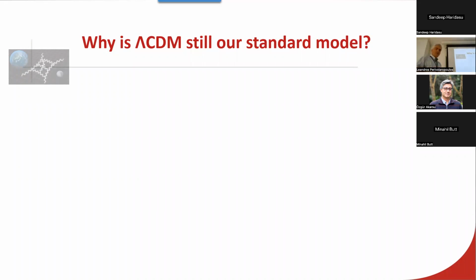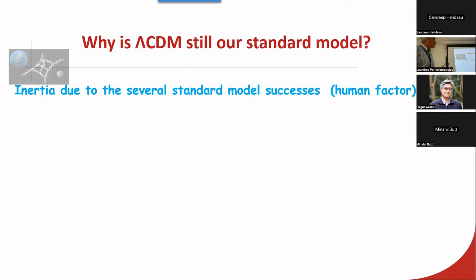Why is it still our standard model? Let's try to think about this question. The first reason is inertia. We have all been working on ΛCDM, or at least most people have. We have produced important results, and it has indeed many successes. There are many other successes, of course, so we cannot really ignore them.